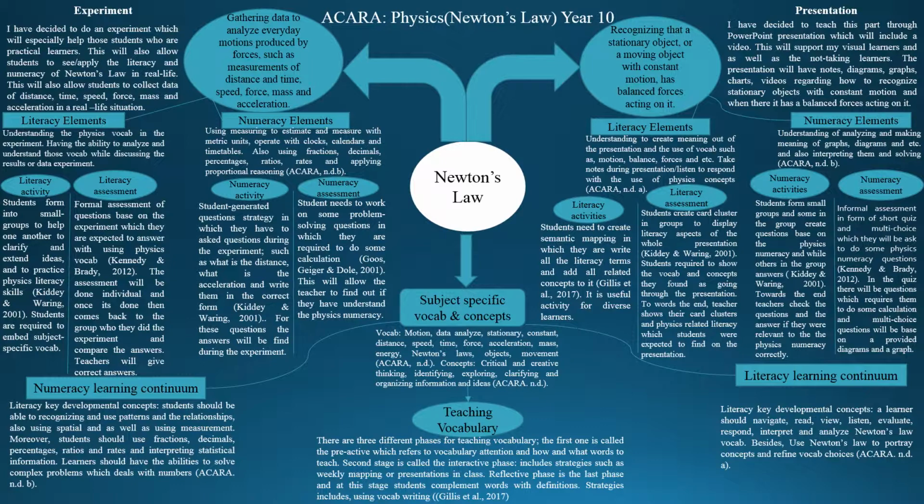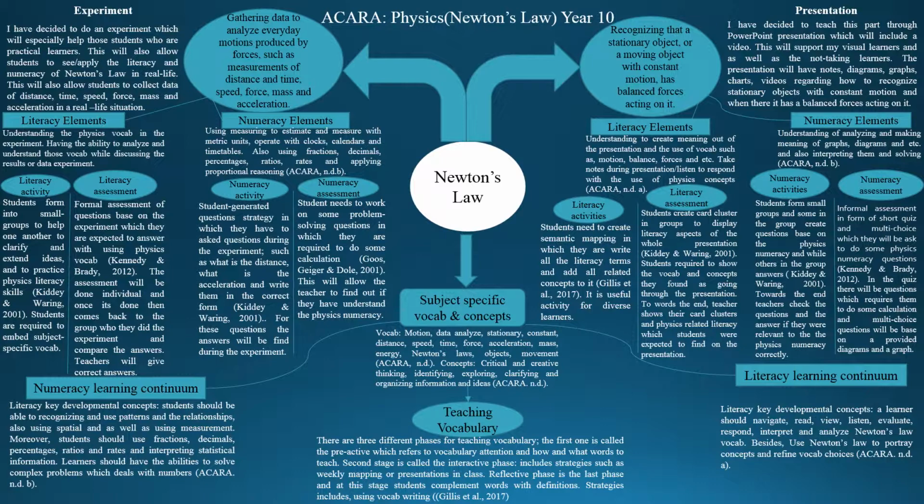The literacy element is having an ability to analyze and understand those vocabulary while discussing the results or data during experiments. Literacy activities: students form small groups to help one another clarify ideas. To practice physics literacy assessment, there is a formal assessment of questions based on the experiment which they are expected to answer with physics vocabulary. The numeracy element is using measurement to estimate, measure with measuring units, and operate clocks, calendars, and timetables.